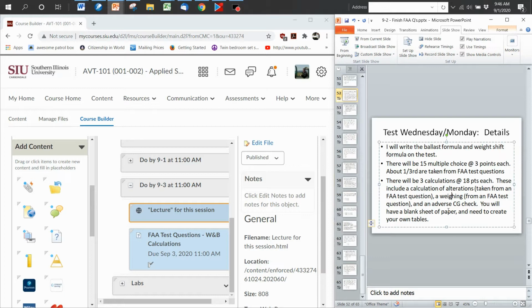On each of these problems, I'm going to give you a blank sheet of paper, and you need to create your own tables. So you need to be ready to get that done. You need to be ready to just simply start from scratch and make these things happen. They will not be multiple choice on the calculations, just like they're not going to be multiple choice on the assignment that you have for today.